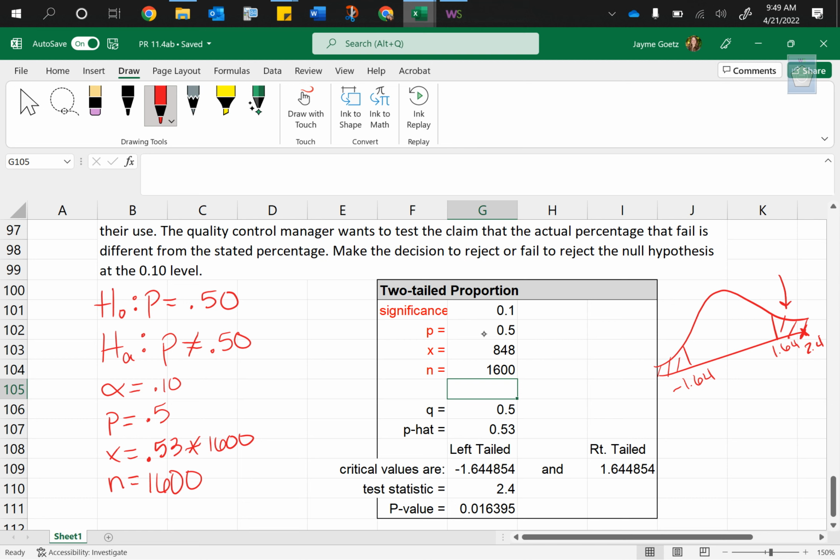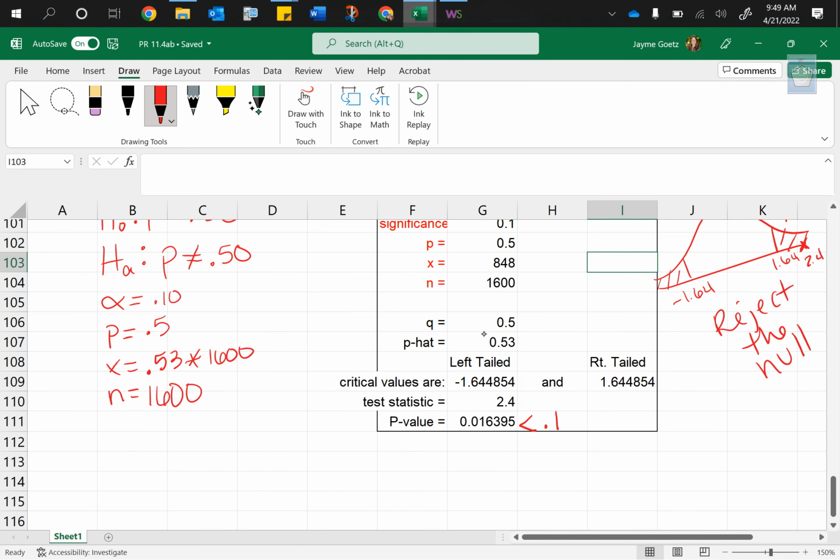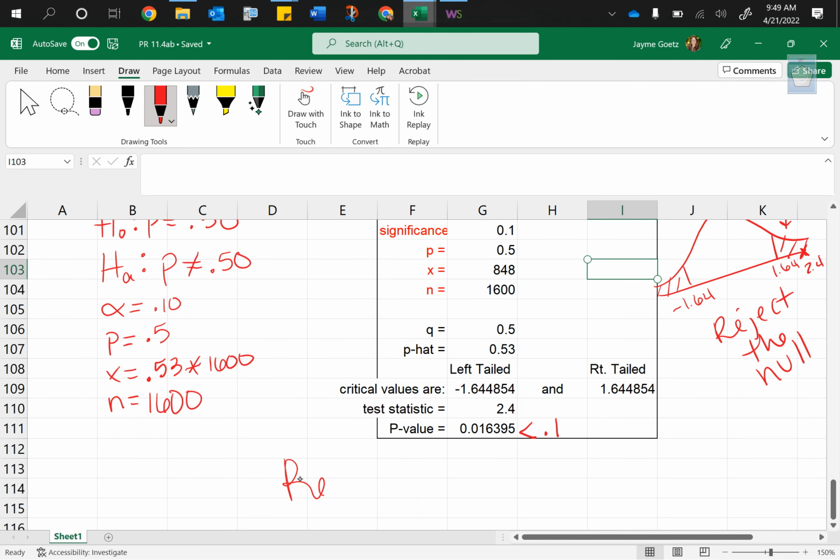Again, if you don't want to sketch that picture, what else can we look at? The p-value. And is this p-value greater than or less than my significance level? It's less than. And if p is low, the null must go. So we are going to reject the null.